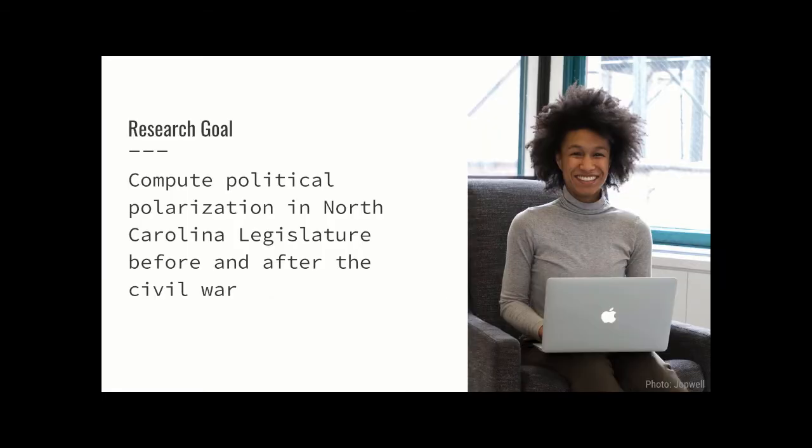So to start with, we're going to talk about an example researcher who we're going to call Sarah, and she has a research goal. She wants to compute political polarization between parties in the North Carolina state legislature before and after the Civil War. She knows that you can compute political polarization if you can get roll call voting data from the legislature, right? Who voted yes or no on which bill? This is a standard political science methodology. So she sets out to get this data.